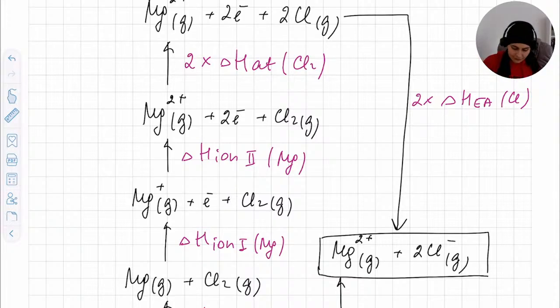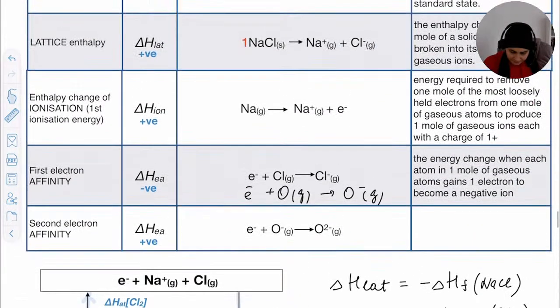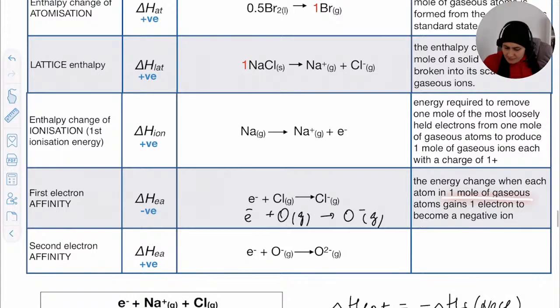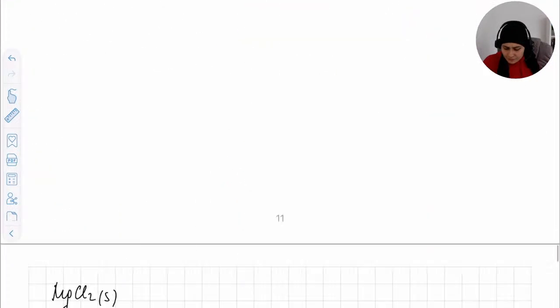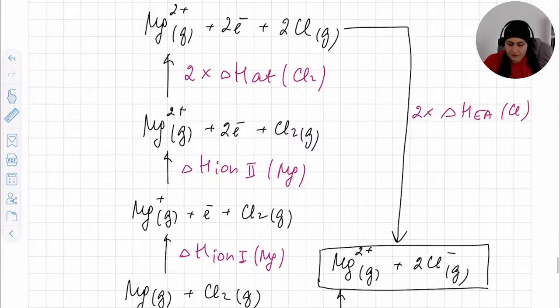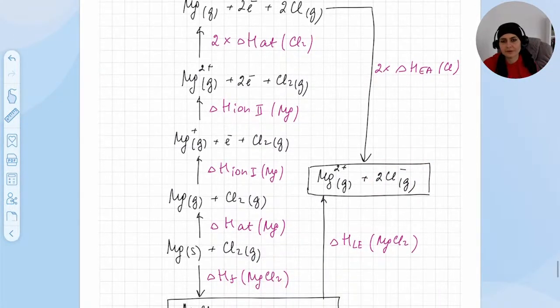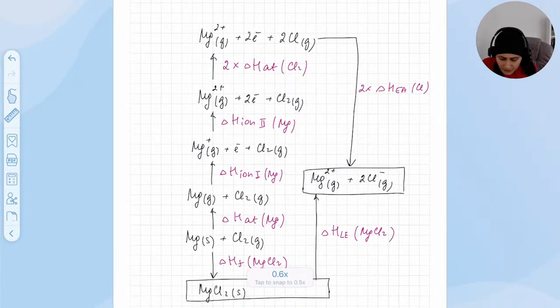I just remind you from the table: 1 mole of gaseous atoms gains 1 mole of electrons to form negative ions. We formed 2 moles. We had 2 moles of chlorine gas, and we formed 2 Cl- gas. So that's why it's 2 times electron affinity. So be very, very careful with all the 2's. It's like 1 mark lost very easily. But everything else is the same.